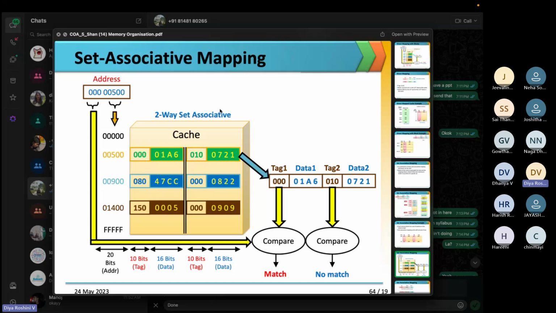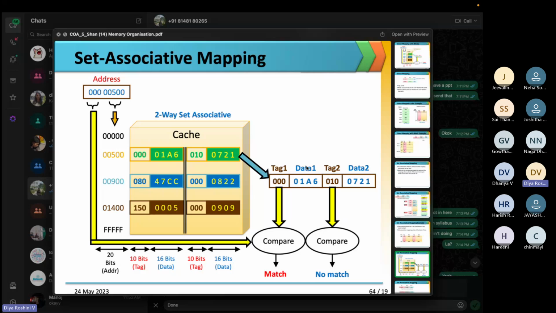Now all my instructions from the main memory are going to go to either set zero or set one. That's all set associative is. So it's basically a limited freedom. An instruction must go to only a particular set, but within that set it can be anywhere.